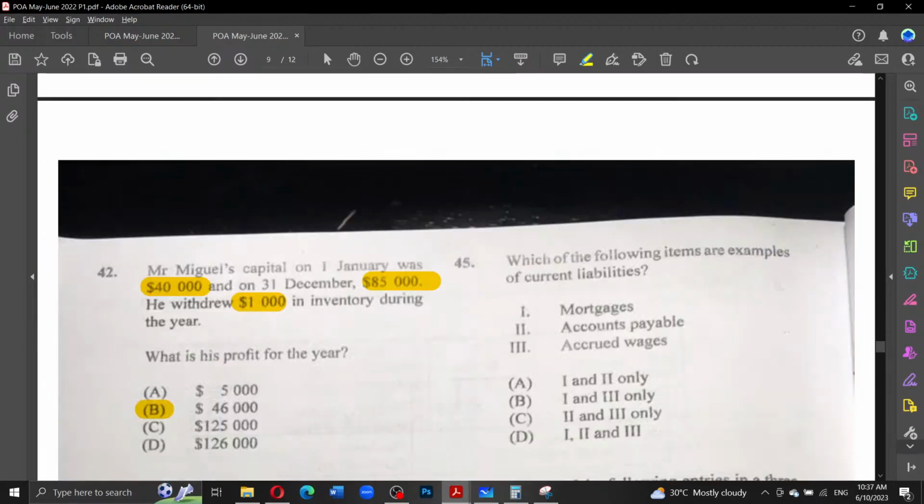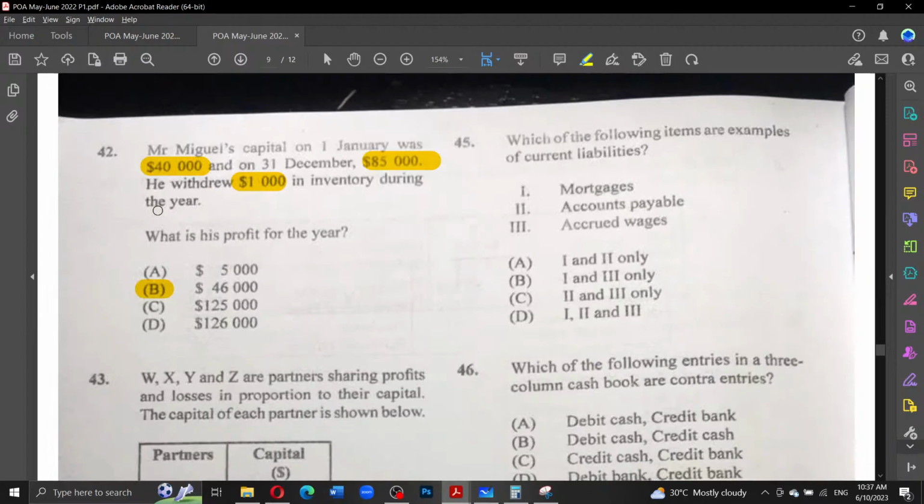Which of the following items are examples of current liabilities? Note the words current liabilities. Alright, so mortgages, this here will be a non-current liability because mortgages, you expect to pay this over an extensive period of time. Even though it's a liability, you can't count it because it's not current.